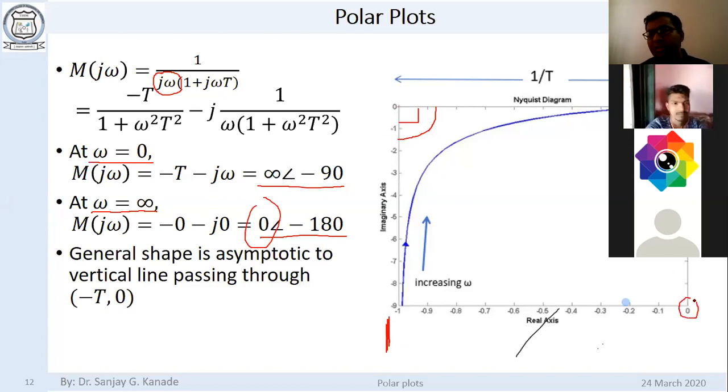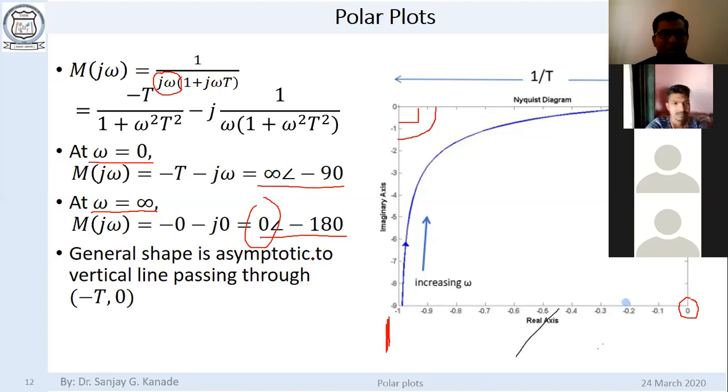You see, this is the axis. Omega equal to infinity, magnitude is 0, and angle, you can see this is the negative real axis, right? Negative real axis means minus 180. Right? You getting the point? So at omega equal to 0, magnitude is infinity and angle is minus 90 here. And as we increase omega, we get angle as minus 180 and magnitude as 0, right?